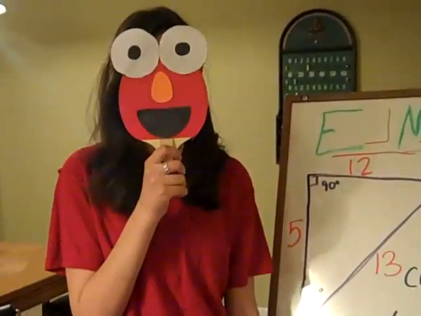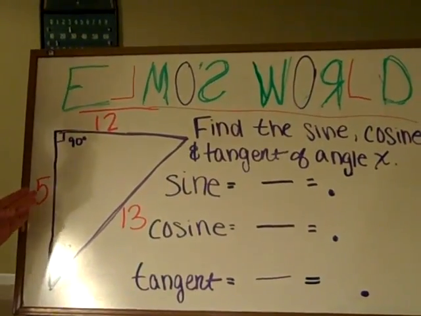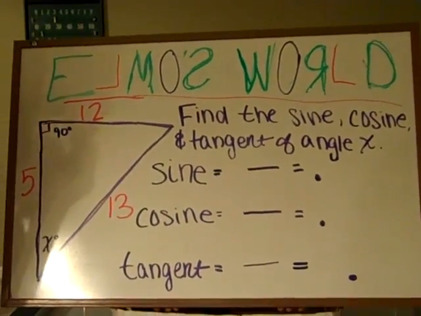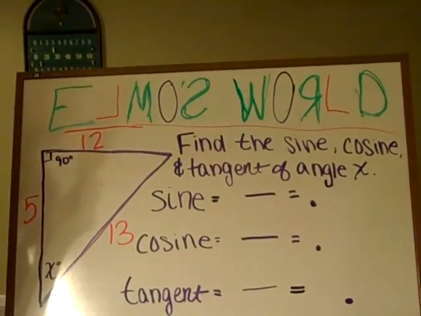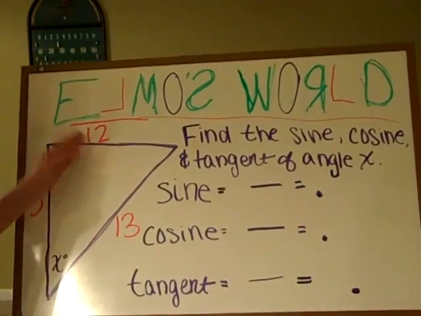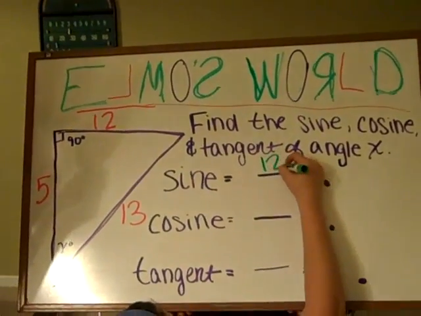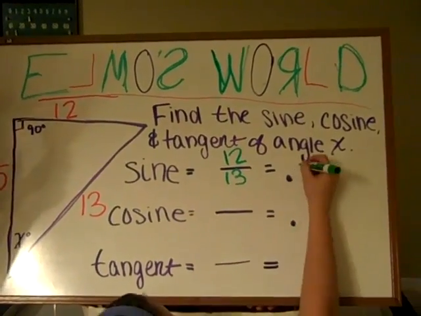Okay, guys, we're going to work on another example. For this example, we're using this right triangle, and we have to find the sine, cosine, and tangent of angle x. So first, let's start with the sine. Sine is opposite over hypotenuse, so it would be 12 over 13, which equals 0.92.